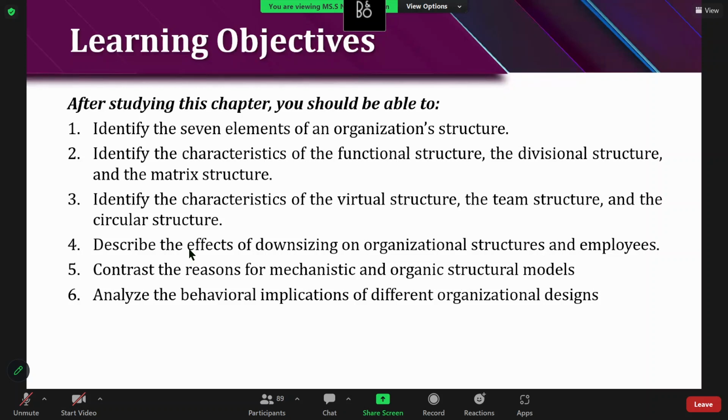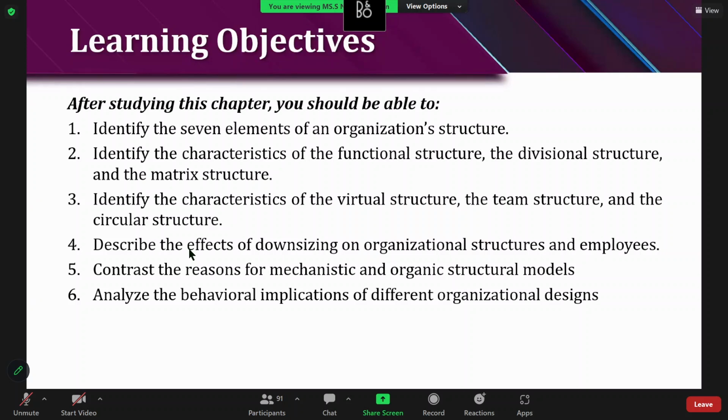So the specific learning objective that we are covering today in this particular chapter is identifying 7 elements of an organizational structure. When you look into the structure of an organization, we can identify 7 key elements there. So the structure is composed of all those 7 elements. Identify the characteristics of the functional structure, divisional structure, and the matrix structure. These are the traditional ways in which organizations have structured themselves, and we will try to understand how the functions are organized there.